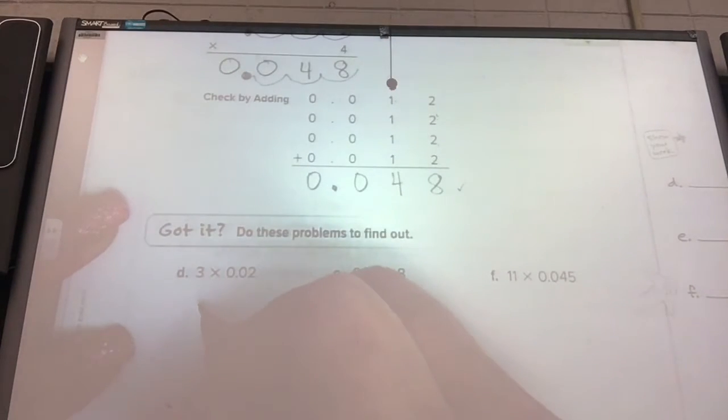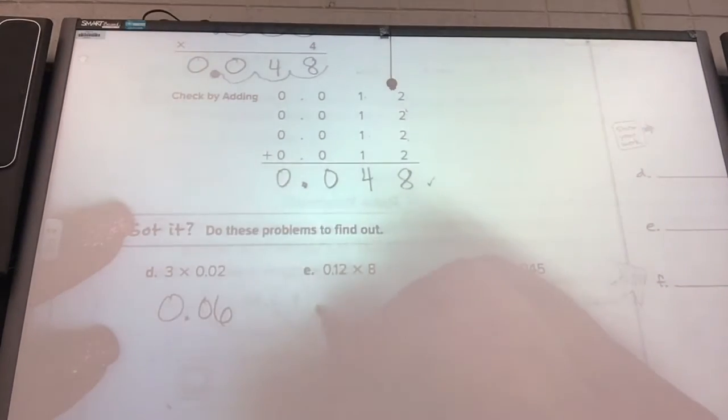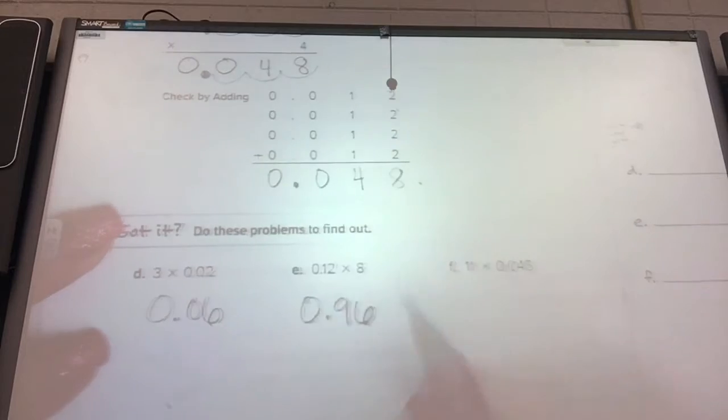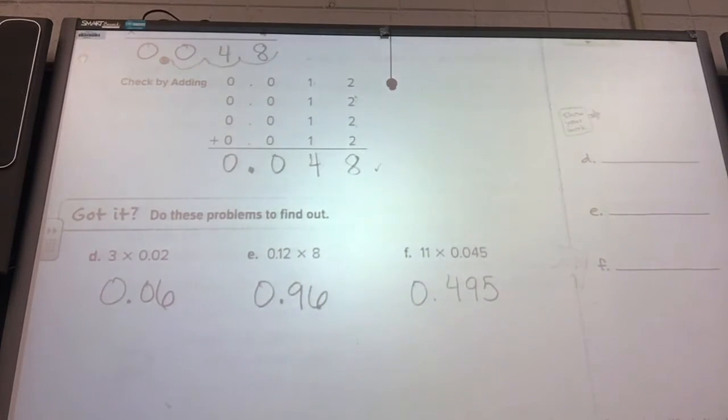Alright, if you got the correct answer, you would have gotten 0.06 for letter D. For letter E, you would have gotten 0.96. And for F, you would have gotten 0.495. If you did not get them correct, check with an elbow partner, ask a teacher in your area, find out what you did wrong.